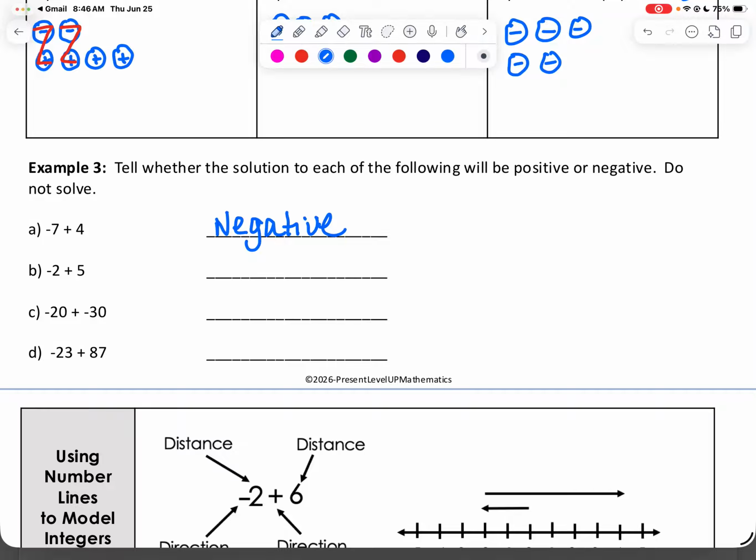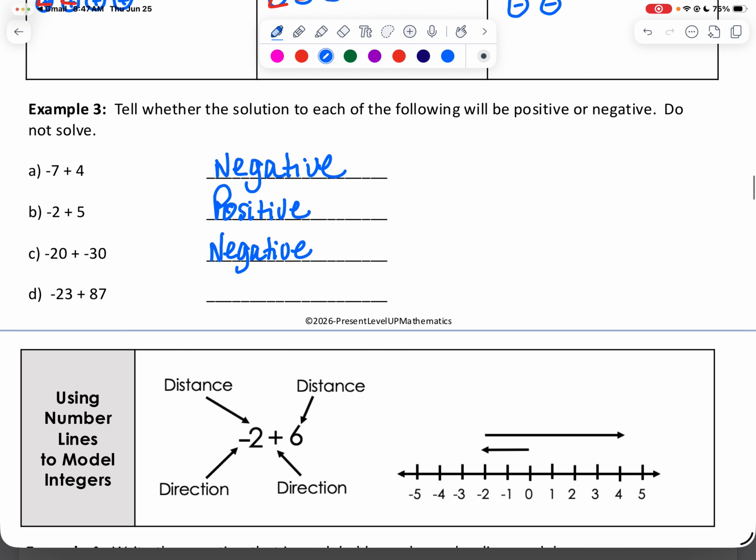Now I want you to try B, C, and D on your own. Pause the video and then press play to come back and check your answers. Welcome back. I said on problem B, the answer would be positive because there were only 2 negative counters, but there were 5 positive counters. On problem C, I have negative 20 on the top row and negative 30 on the bottom row. So this answer would be negative.